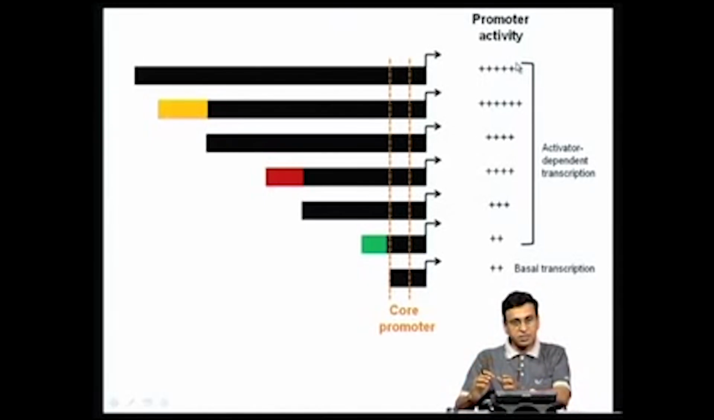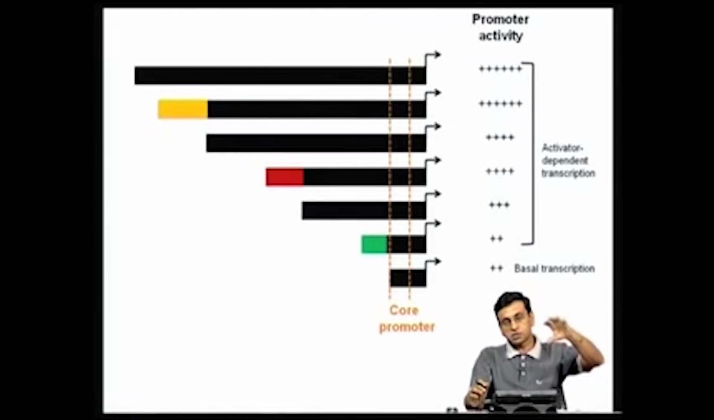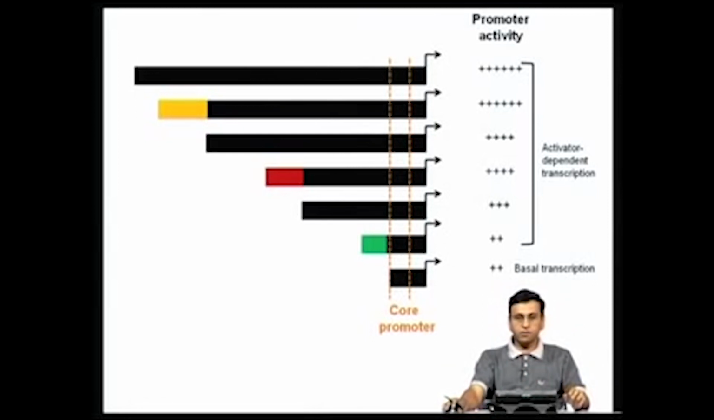So, you have core transcription or basal transcription contributed by general transcription factors and RNA polymerase 2, and you have further upstream elements to which other transcription activators may be binding, and this is often referred to as the activator dependent transcription.